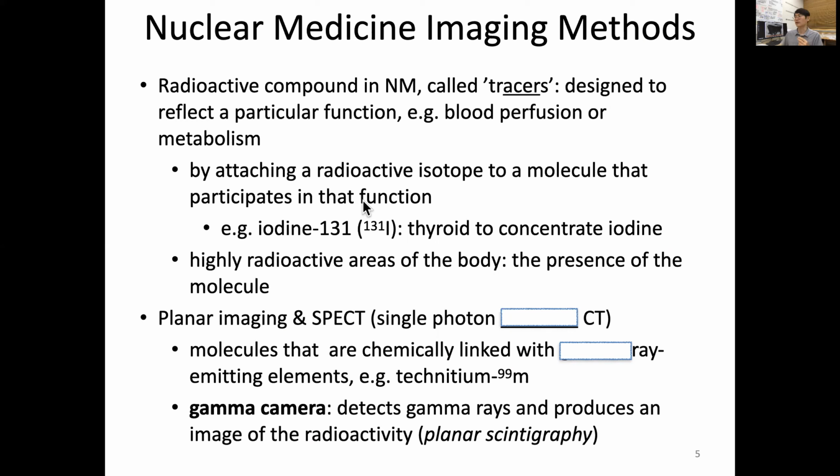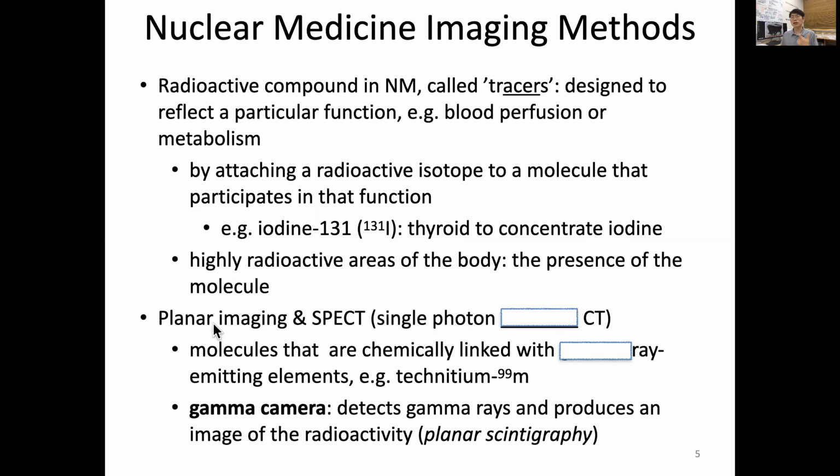For example, we can use iodine-131, which is a radioisotope. This iodine concentrates in the thyroid, so you can visualize the thyroid. And highly active areas of the body indicate the presence of the molecule.